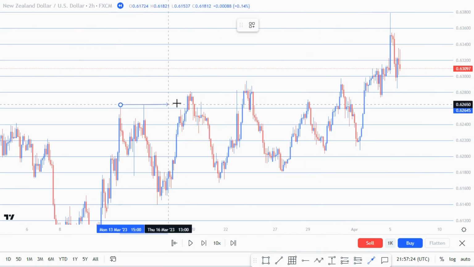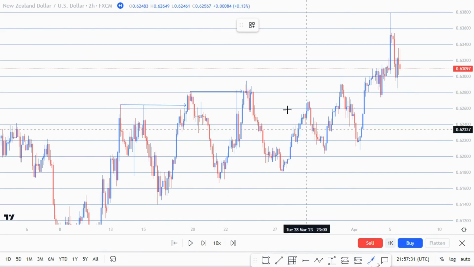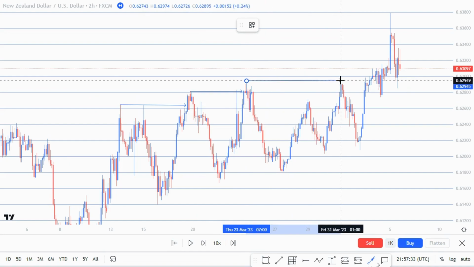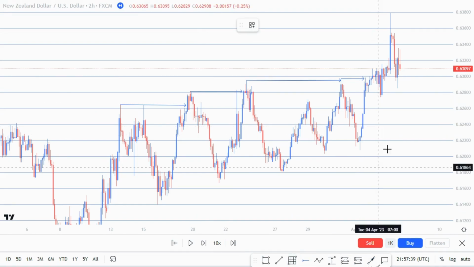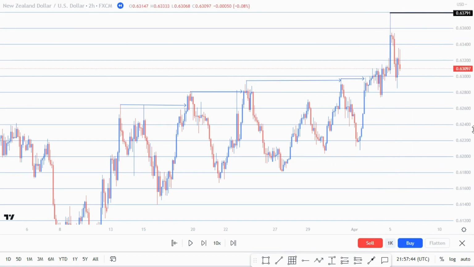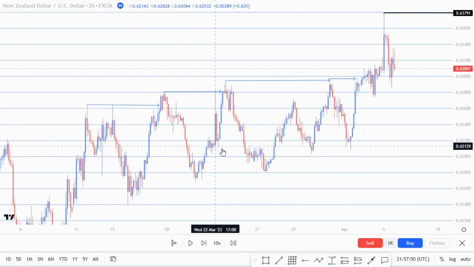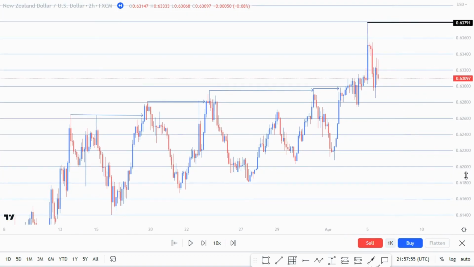We have a very nice break of structure right here. We have another break of structure right here, another one right here, and another break of structure right here. This is our last high, which the market is expected to take. As you can see, we have a very nice order flow and a very nice market structure markup. We have already identified and labeled all the structures.